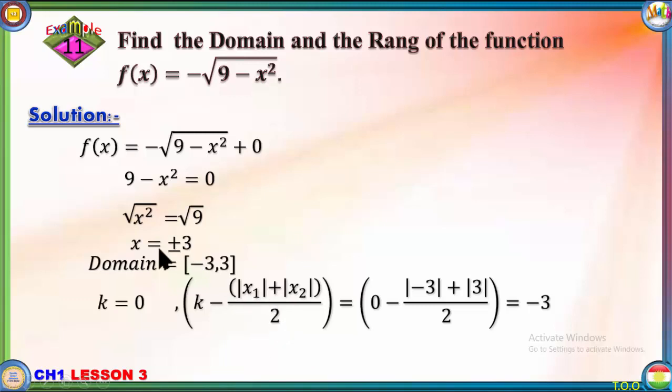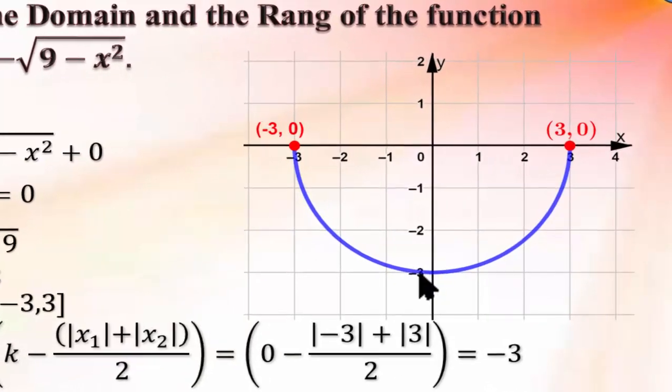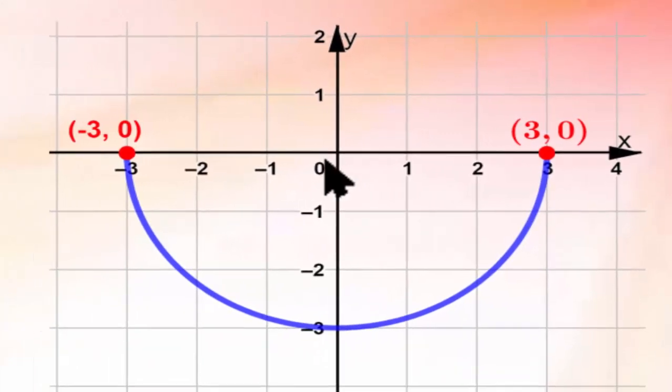Therefore, x1 is minus 3 and x2 is 3. Minus 3 becomes 3, and here is 3. 3 plus 3 is 6. 6 divided by 2 is 3. Then it is minus 3. Therefore the range begins from the smaller number to 0, to the k. Minus 3 to 0, as you can see here. The domain is from minus 3 to 3 and the range is from minus 3 to 0.